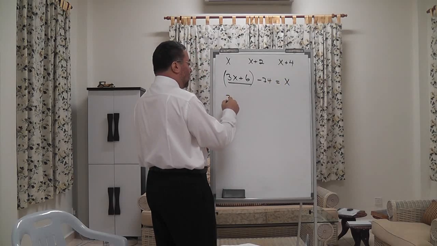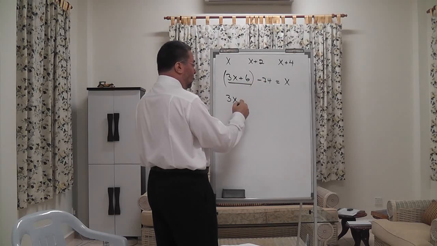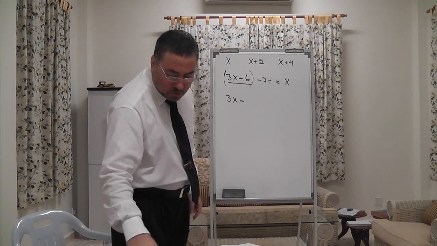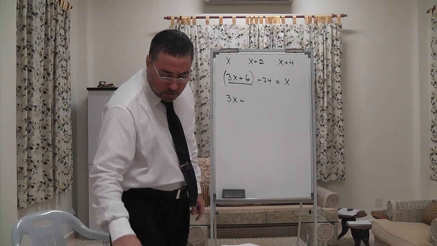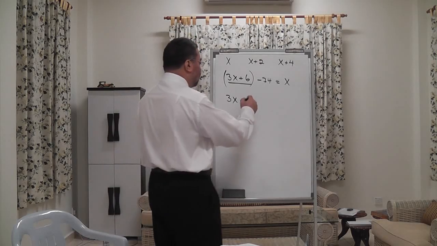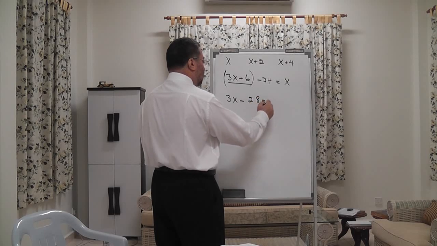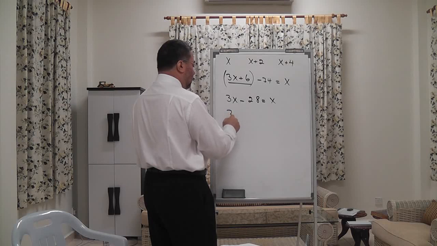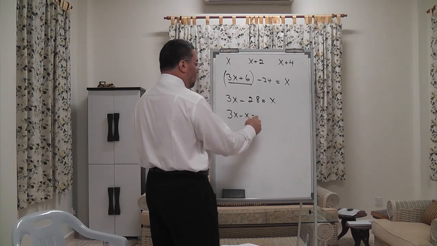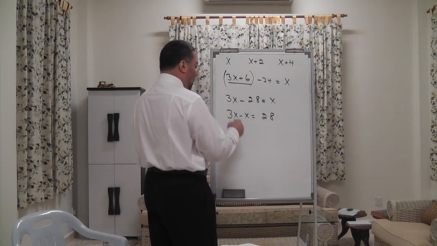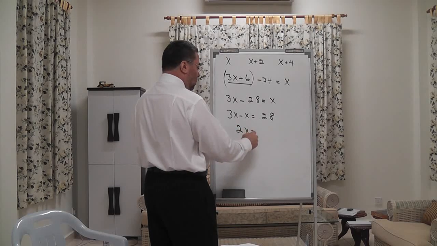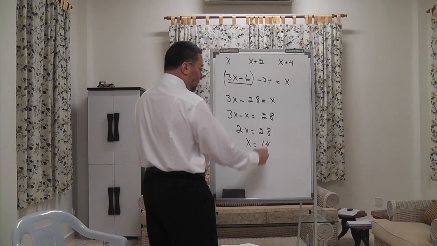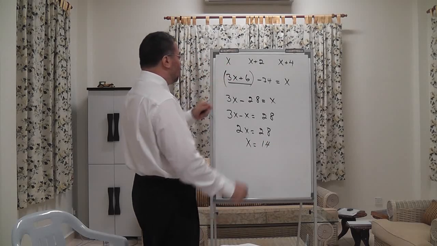Here we have 3x plus 6, we combine these two, 6 minus 34, and the difference is minus 28, equals x. We take the 28 to the other side and bring the x here. So 3x minus x equals 28. And here we have 2x equals 28. And x equals 14. This is our first number.